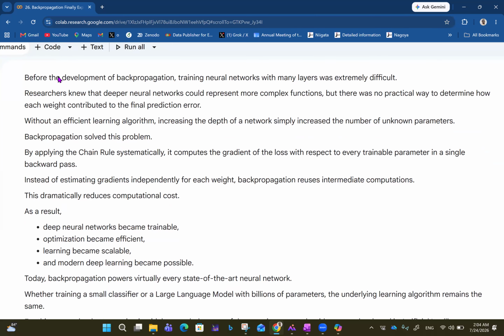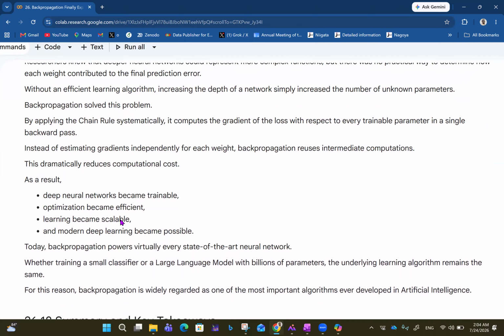By applying the chain rule systematically, it computes the gradient of the loss with respect to every trainable parameter in a single backward pass, just a single pass, even when we have tons of gradients to compute. Instead of estimating gradients independently for each weight, backpropagation reuses intermediate computations. This dramatically reduces computational cost. As a result, deep neural networks became trainable, optimization became efficient, learning became scalable, and modern deep learning became possible.